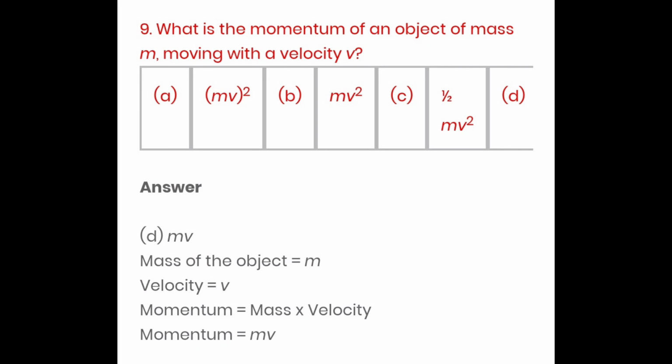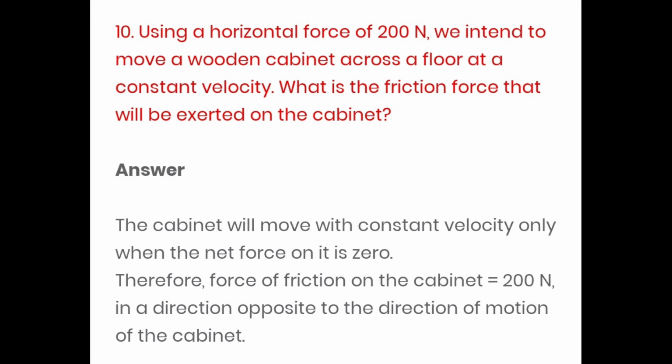Question 9. What is the momentum of an object of mass m moving with velocity v? Of course, that is mv, where m is the mass of the object, v is the velocity. So D option is correct.